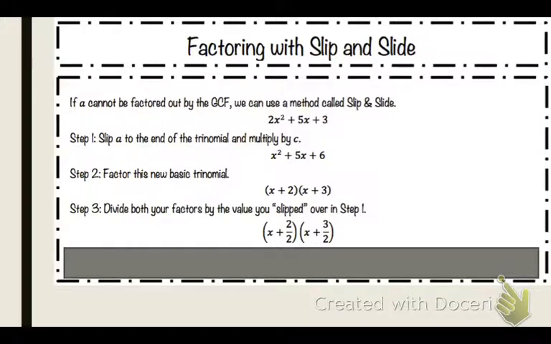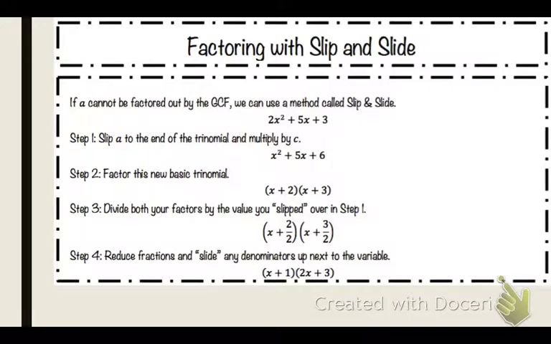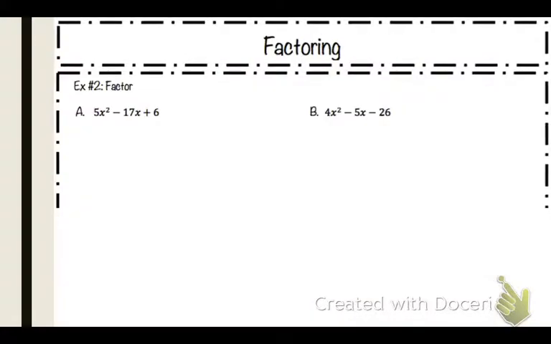We slipped over the 2, so we're going to divide those by 2. Then we're going to reduce the fractions, and we're going to slip that right back. So it becomes x plus 1 and 2x plus 3. If I lost you right there, it's okay. I'll get you back on this next example, okay?